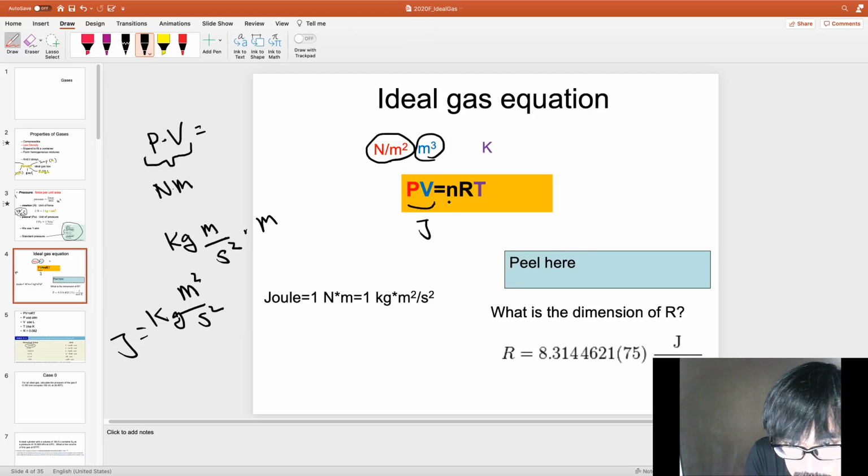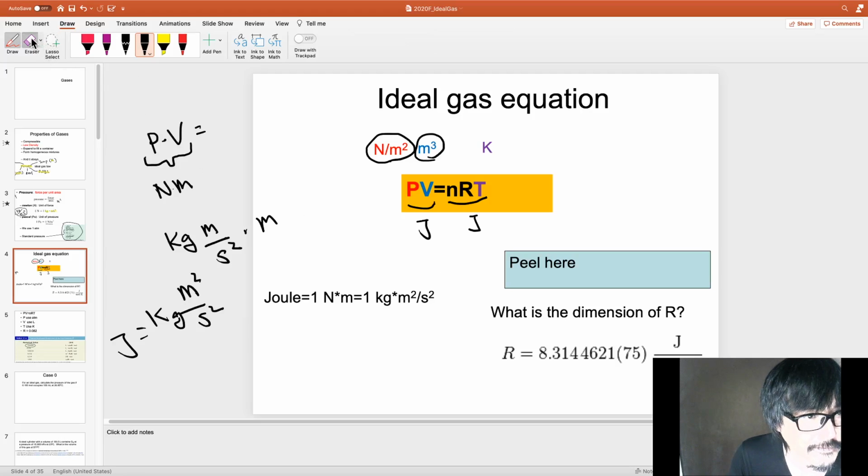So we are equating the energy and energy here, because the one side is having the unit of joule, the other side has to have the unit of joule, right? So nRT is also the unit of the energies.